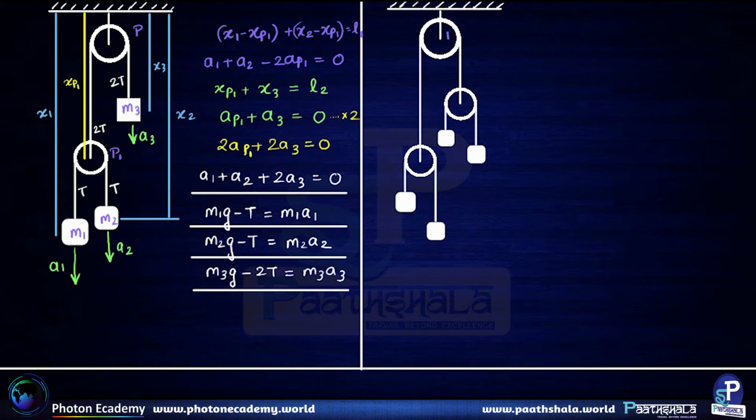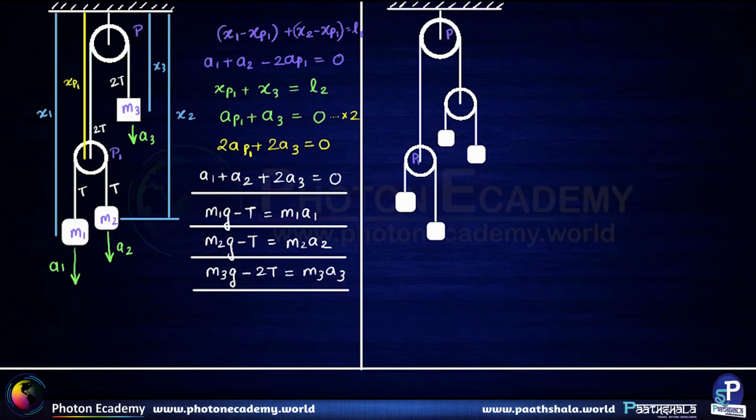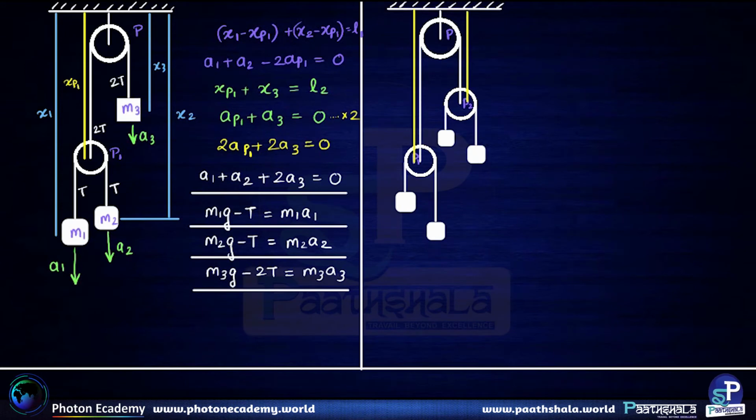So this is the pulley P. This is the pulley P1 and this is the pulley P2. The pulley P is fixed and P1 and P2 are movable pulleys. So the distance of the movable pulleys from the rigid support is taken to be XP1 and XP2. So this is XP1 and this is XP2.